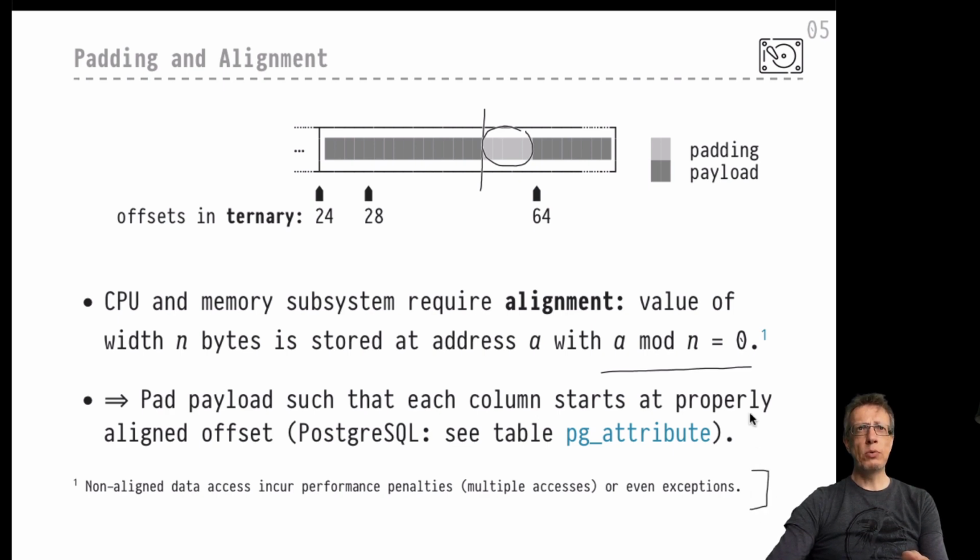Modern CPUs and memory subsystems have these requirements to either efficiently support the access to values that are wider than 1 byte, or to even support such access at all. There are even CPUs that would throw an exception that would regard it as a violation to access such a wide value at an address that is not divisible by the byte width. Okay, so this is the reason for these padding bytes. What about the padding requirements for the different data types in PostgreSQL? We can ask the PostgreSQL catalog to reveal that.